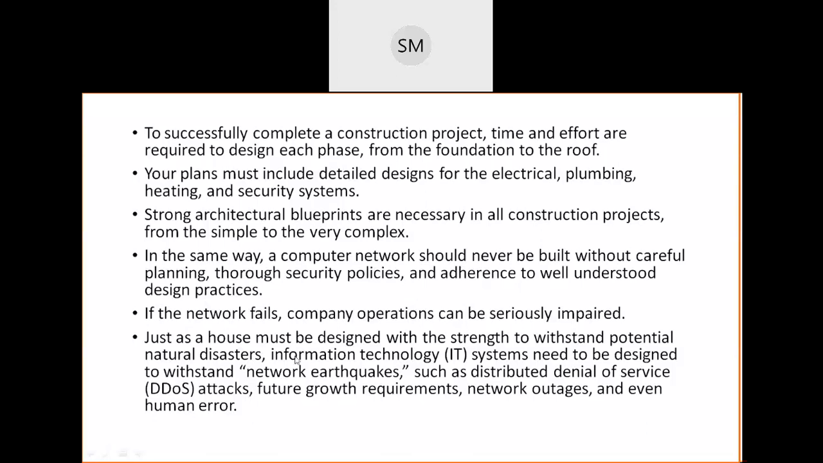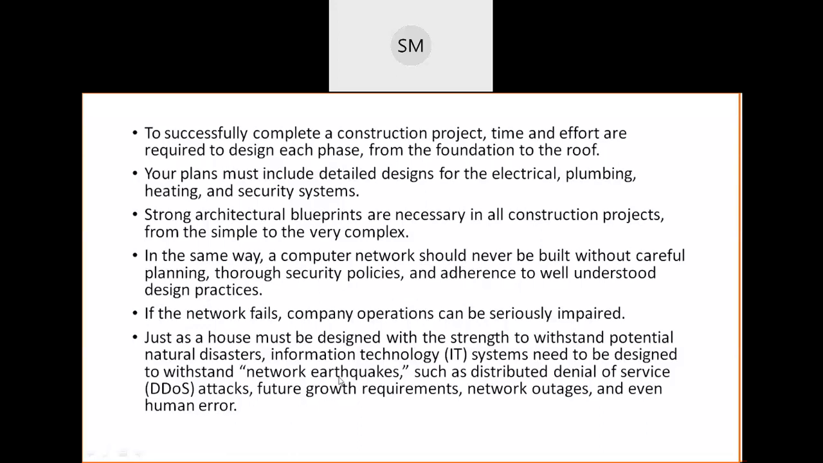Due to natural disasters, our house may collapse. So to make our house strong, we should have a proper design, proper plan, and proper strength in the blueprint to construct our house. In the same way, in the IT department also, information technology systems need to be designed to withstand or tolerate network earthquakes. See, the word is very beautiful, network earthquake. It means earthquakes are not only affecting civil constructions, they are also affecting IT systems.